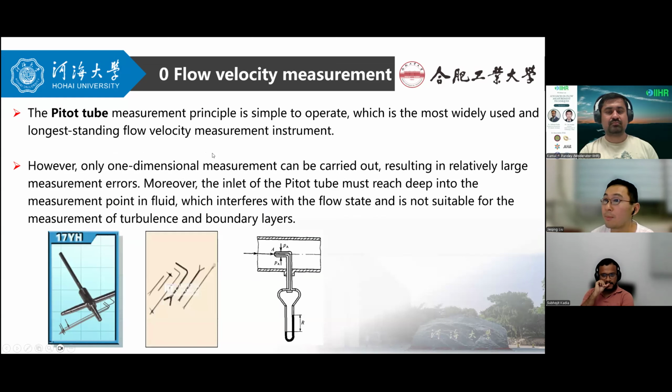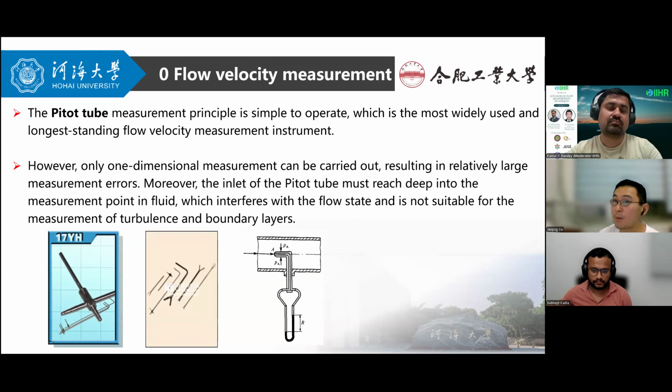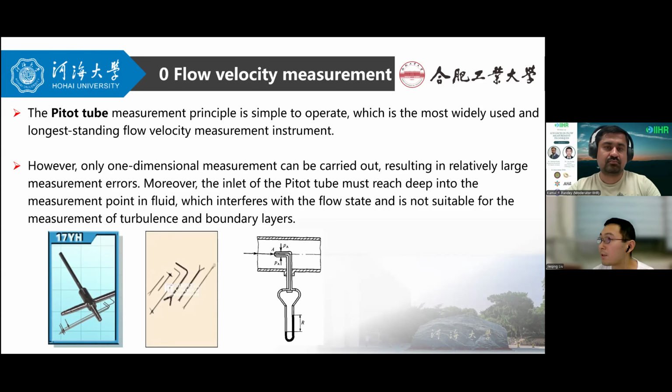The pitot tube measurement principle is simple to operate, which is the most widely used and longest standing flow velocity measurement instrument. However, only one dimension measurement can be carried out, resulting in relatively large measurement errors. Moreover, the inlet of the pitot tube must reach deeply into the measurement point in the fluid, which interferes with the flow state and is not suitable for the measurement of turbulence and boundary layers.